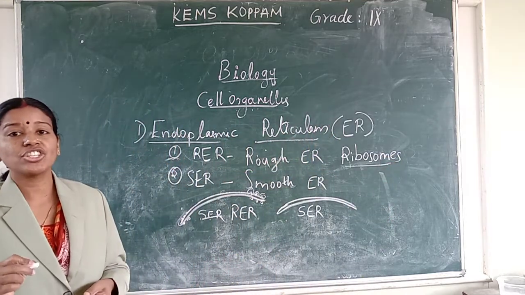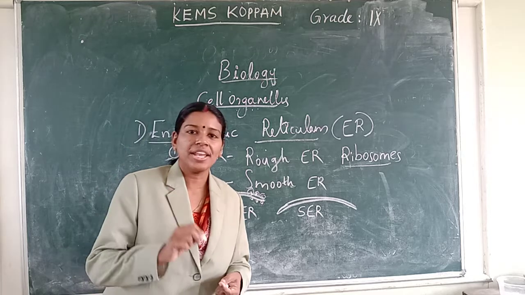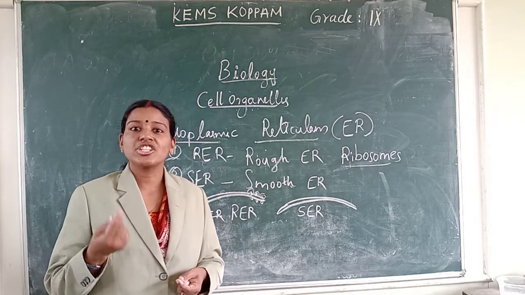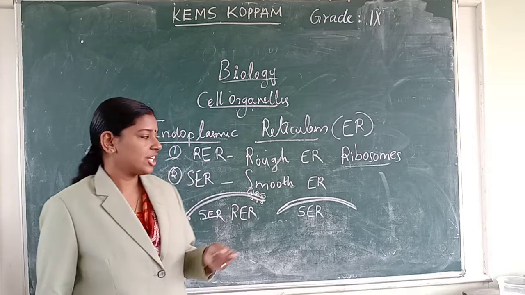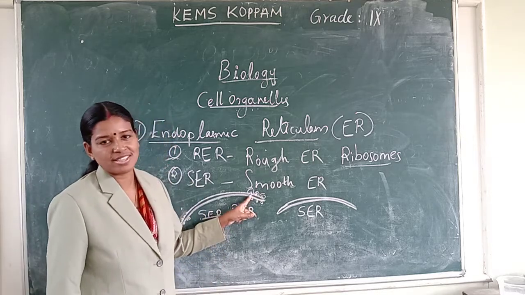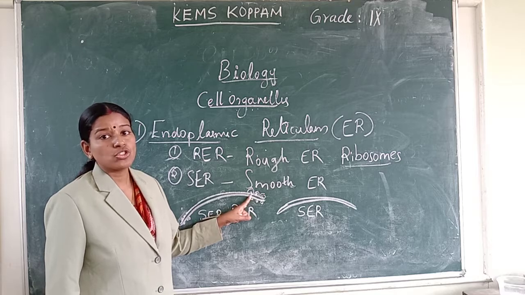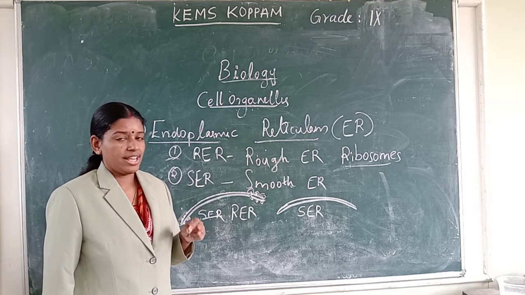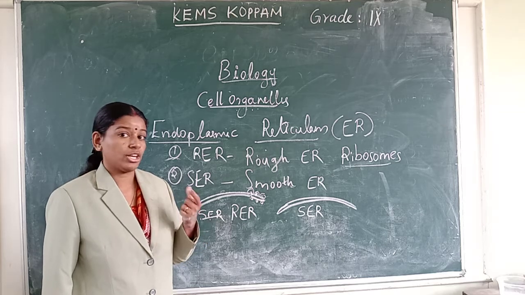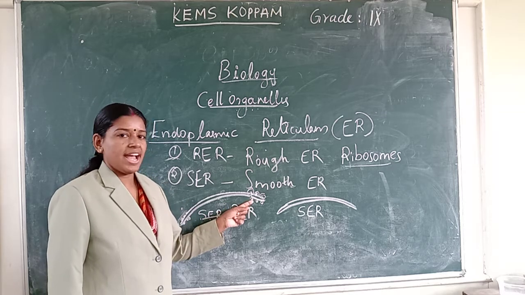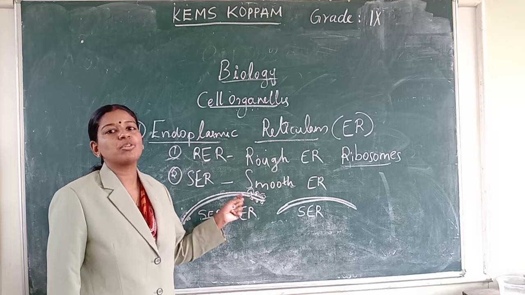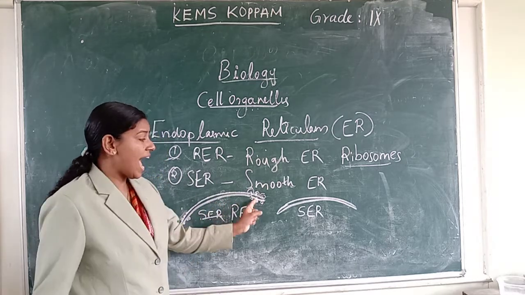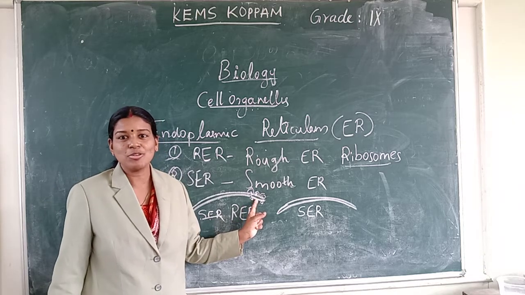Ribosomes. What is the function? They help in the manufacture of protein. Protein production is done by these granules. What is the name of these granules present above rough ER? They are called ribosomes. What is their function? They help in the manufacture of protein. So, consider this tube-like endoplasmic reticulum, and protein is synthesized by these ribosomes.